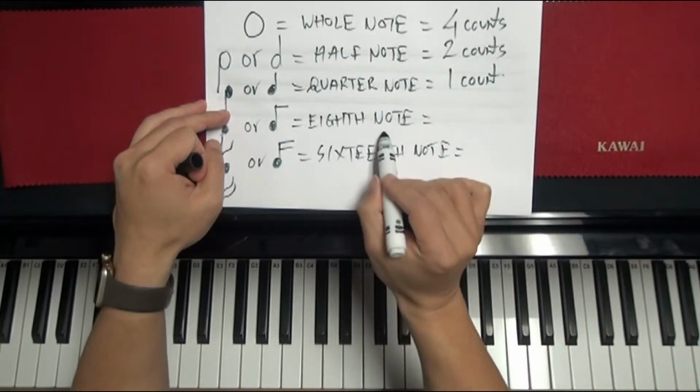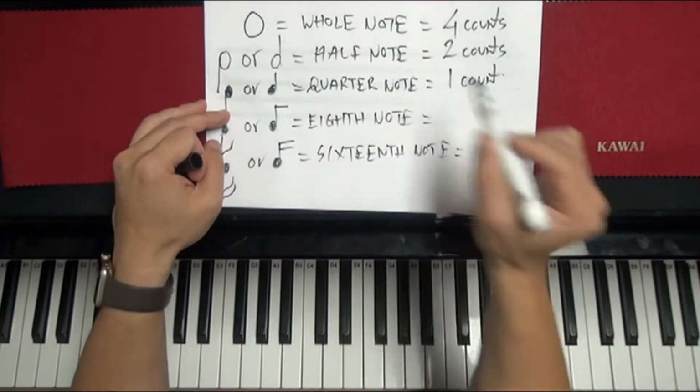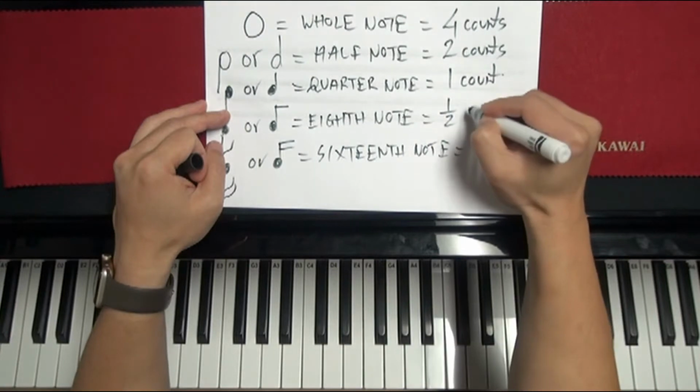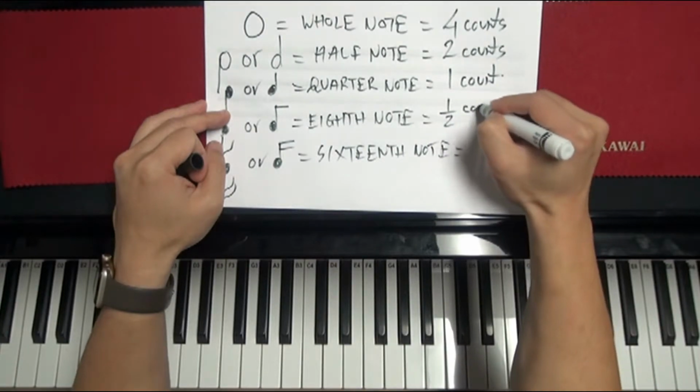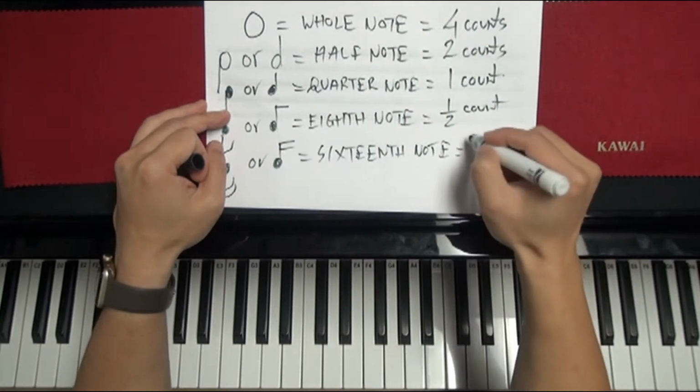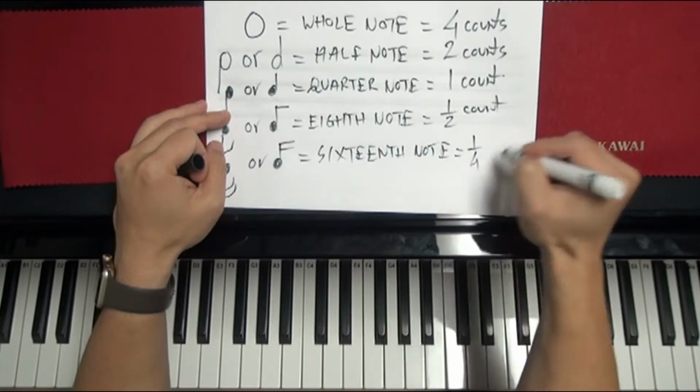And then an eighth note means one eighth of that, so now the beat has come down to only half a count. And a 16th note is one sixteenth of that, so it comes down to only a quarter of a count.